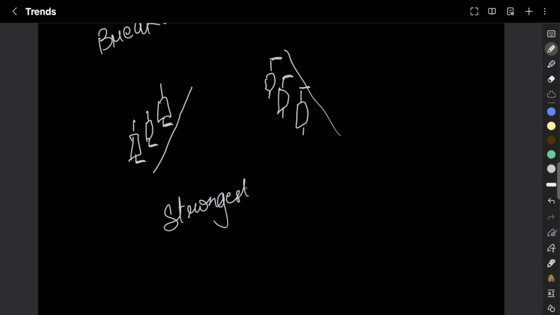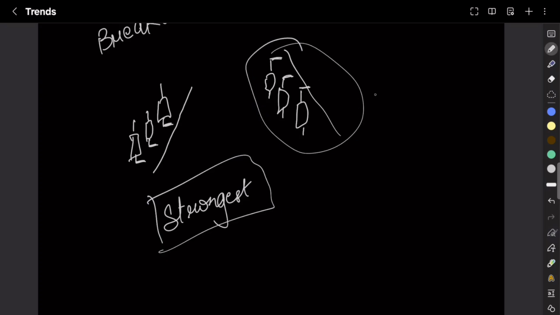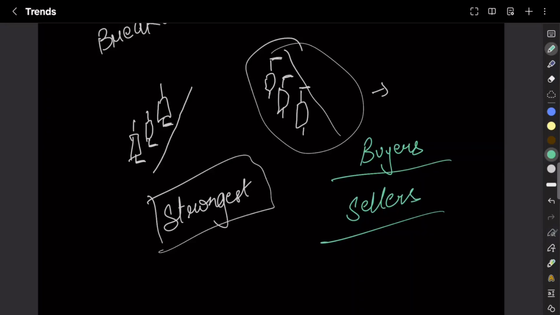So this is the strongest type of trend. Why is it the strongest? Because this is mostly the start of the trend, and it shows us that finally buyers or sellers have completely taken control and are moving the market in their direction, right?